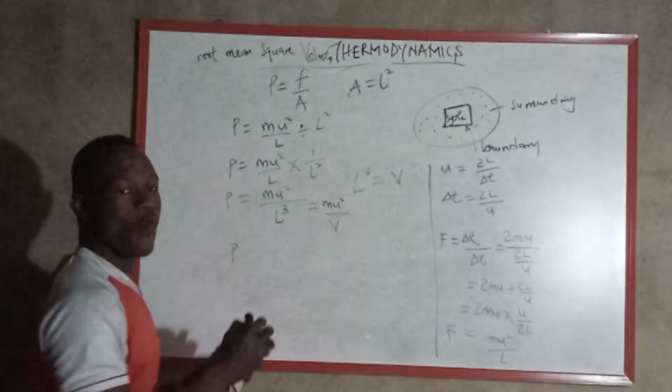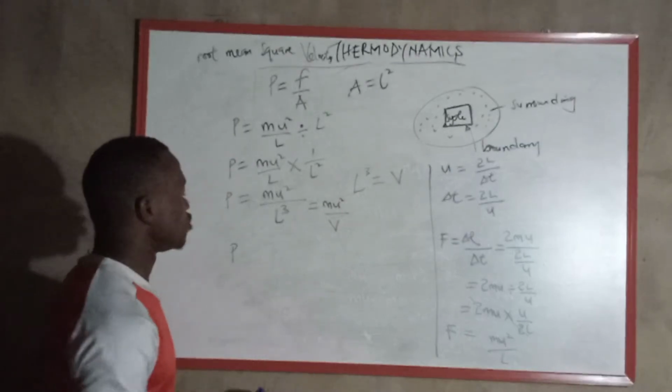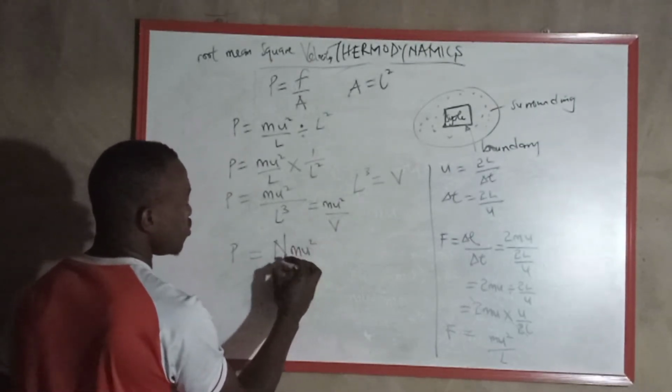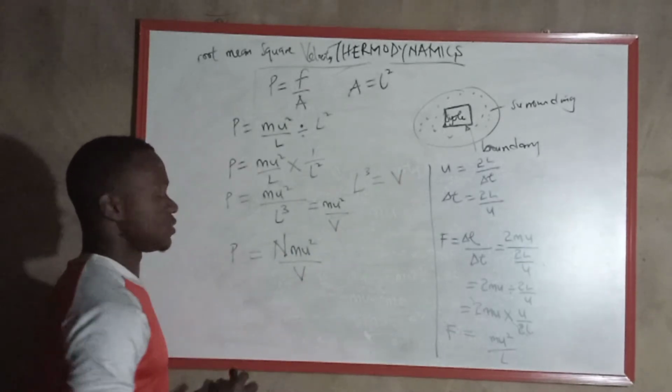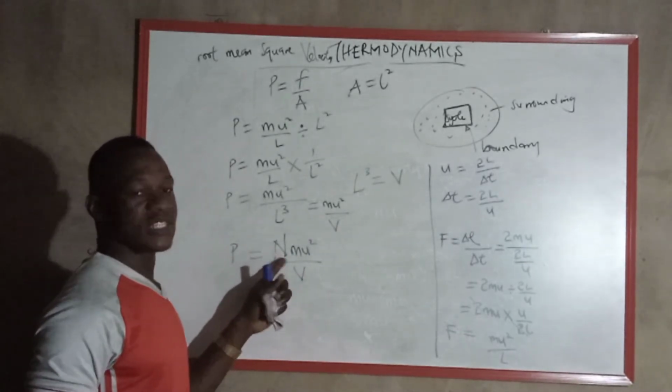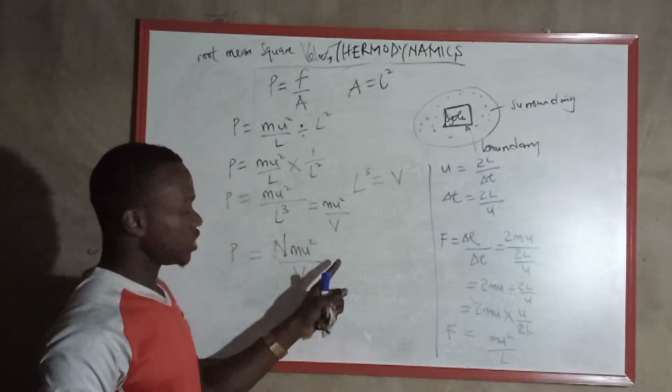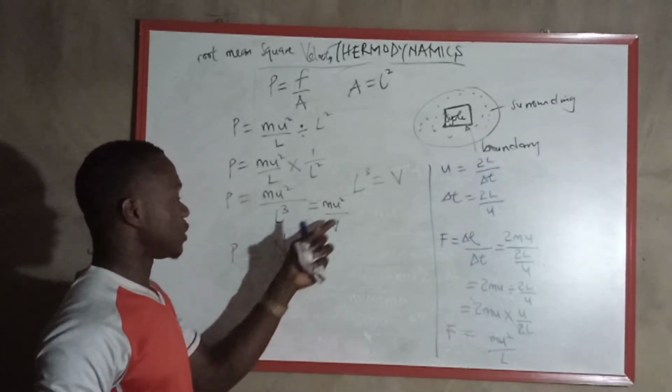Now, this is for one molecule. What if you have more than one molecule? We introduce the constant n, n mu squared over our volume. Now, this n signifies the number of molecules. So if you have 100 molecules, then you use 100 times whatever. If you have one molecule, it becomes one time.